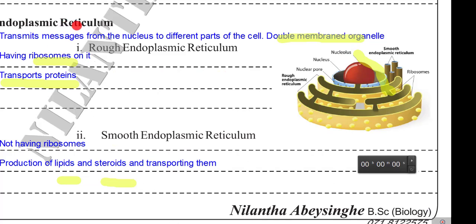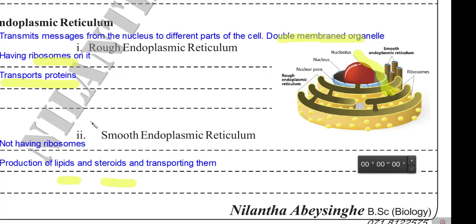Right. About the endoplasmic reticulum, we can find it in all plant and animal cells. This transmits messages from the nucleus to the different parts of the cell. I just told you, like a principal's messenger, a peon of the school, they are sending the messages there, right? It's a double membrane organelle.